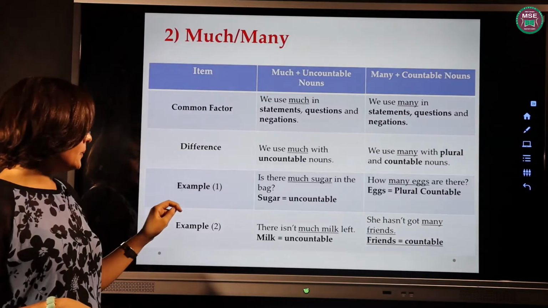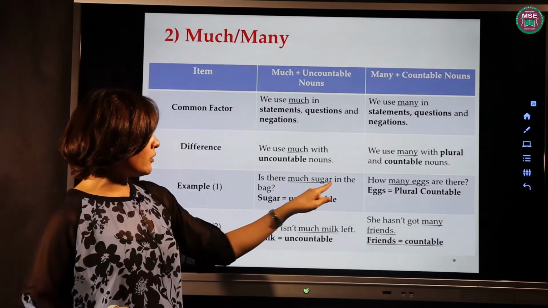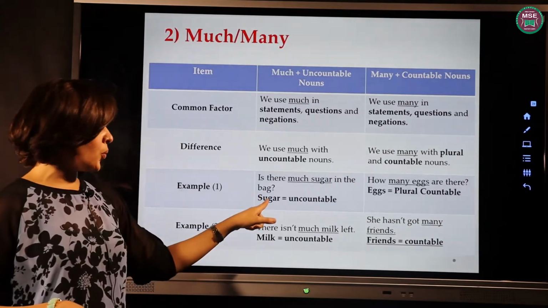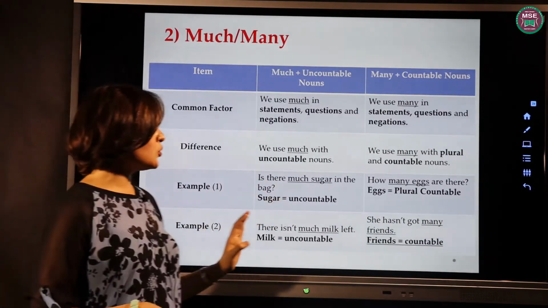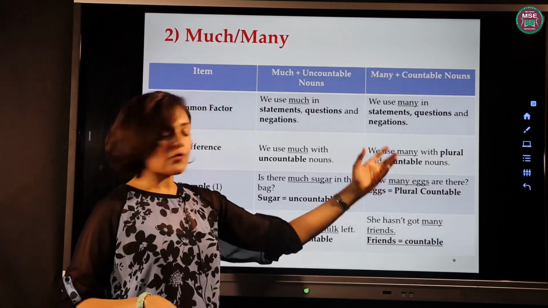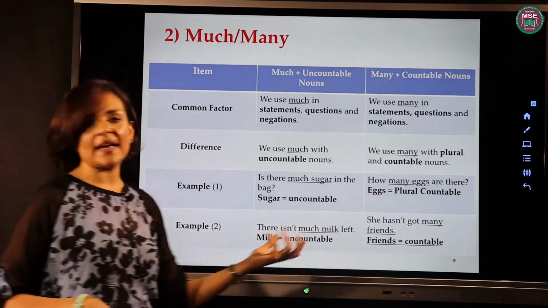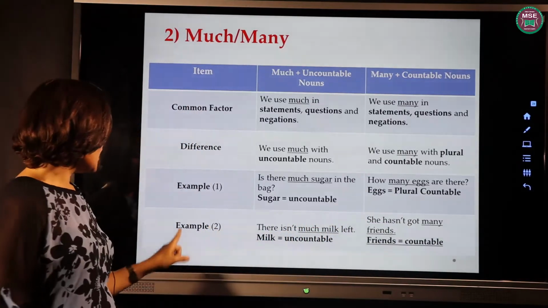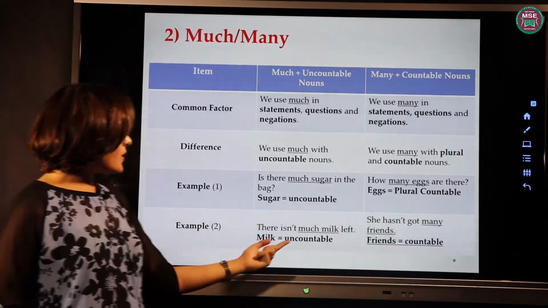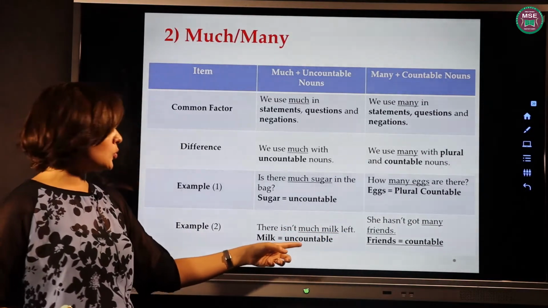For example, in this question: is there much sugar in the bag? Of course, the word sugar is uncountable. How many eggs are there? Eggs for sure is a plural countable noun because we can count and make it plural. Example 2: there isn't much milk left. Milk also is an uncountable word.